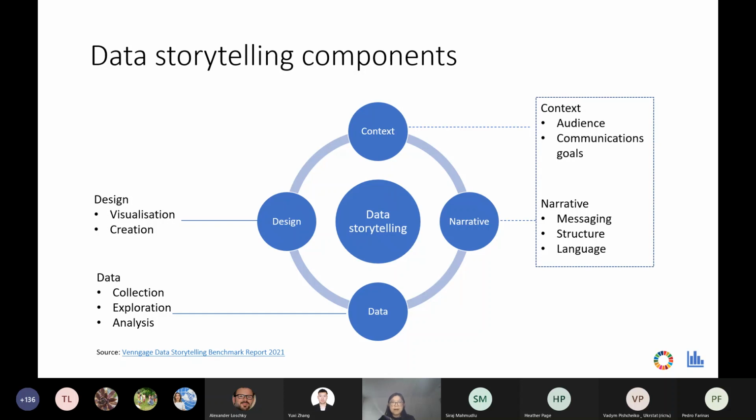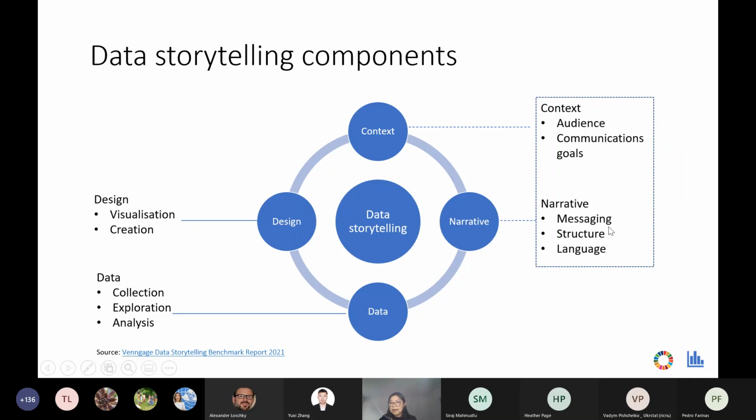So, to summarize, data storytelling has four core components. On the left side, design, or what we call data visualization or creation. This is a creative process. And also data, of course, that's the foundational element where all the rest of the story comes from. And I think you are probably most familiar with this part. The design and the data are the more obvious components of the whole data storytelling process.